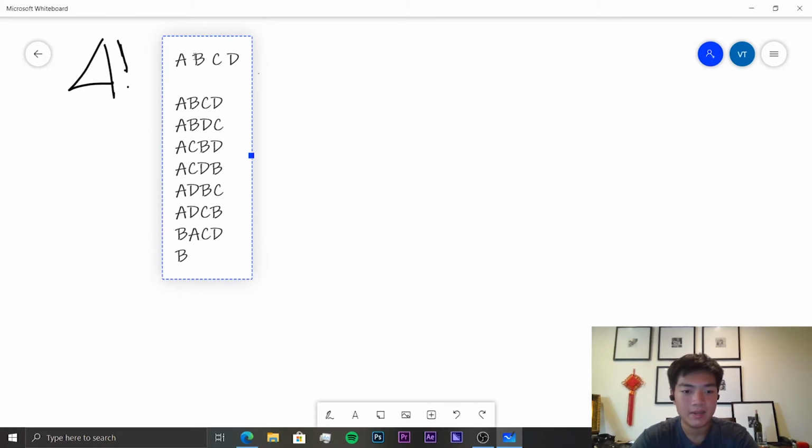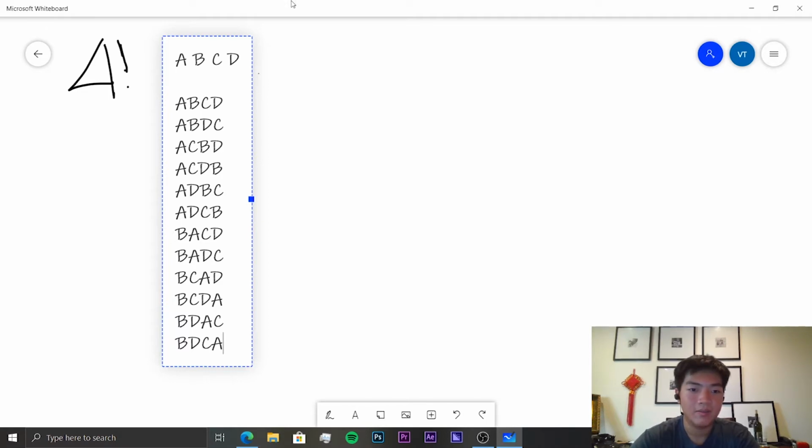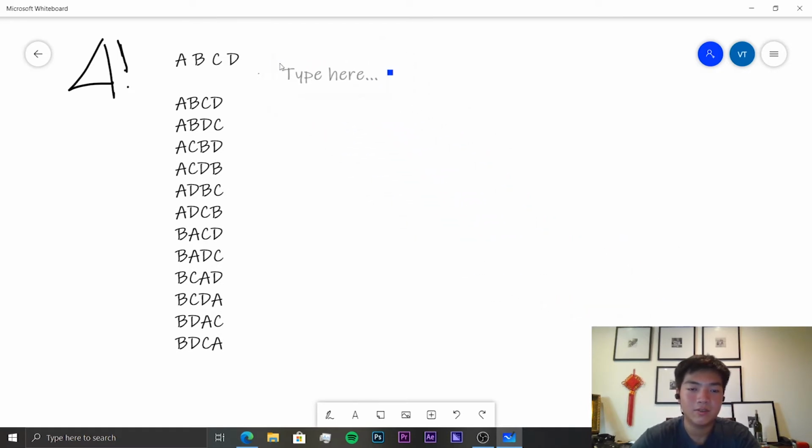And then we have BACD, BADC, BCAD, BCDA, BDAC, BDCA, and then we also have all of the other ones for C and D. It's pretty much the same. As you can see, there are 12 combinations here, and for C there will also be another 6, and for D there will be another 6.